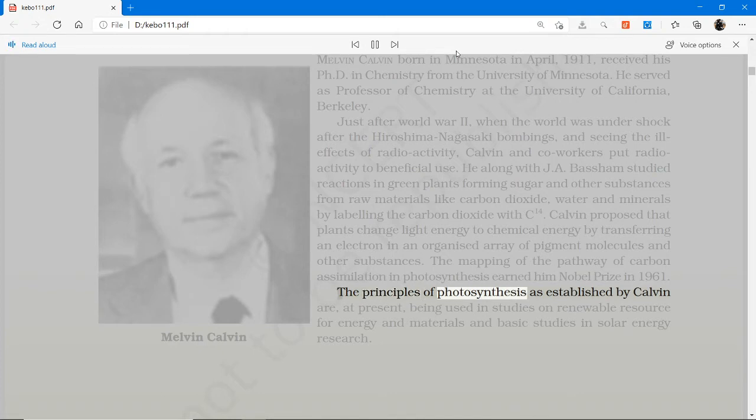The principles of photosynthesis as established by Calvin are, at present, being used in studies on renewable resource for energy and materials and basic studies in solar energy. Melvin Calvin Research.